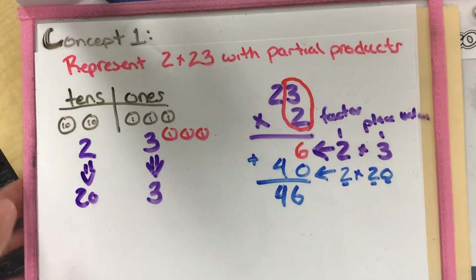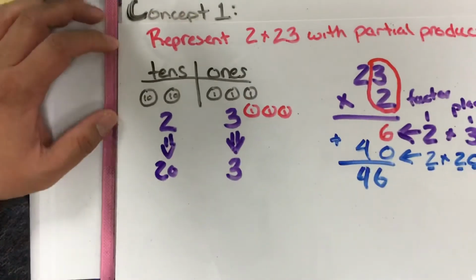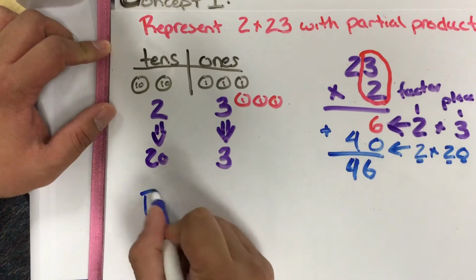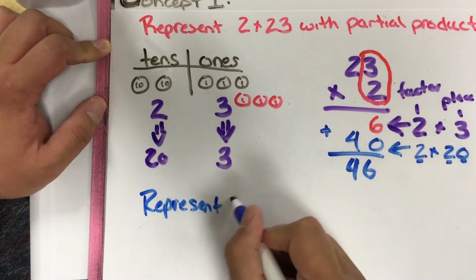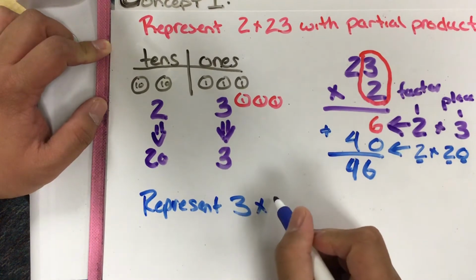I'm going to do one more as an example. So let's represent 3 times 42.